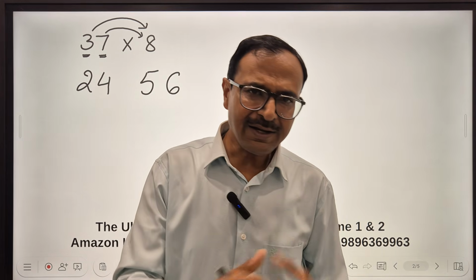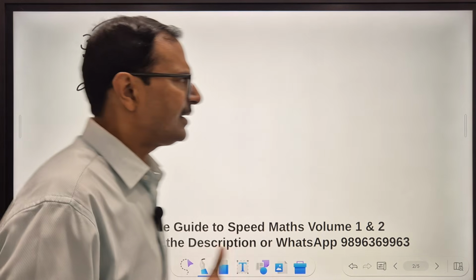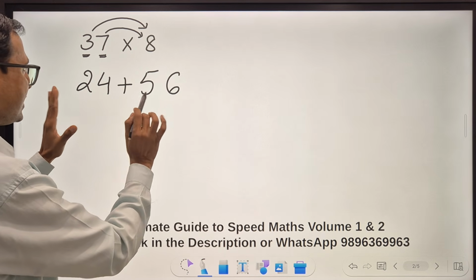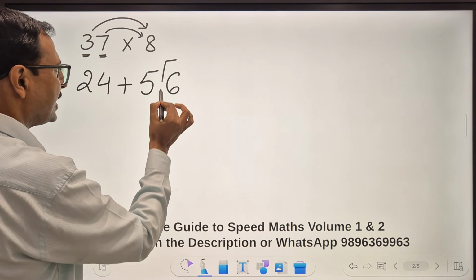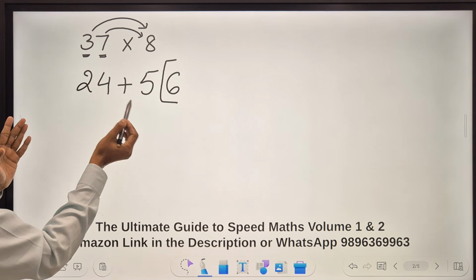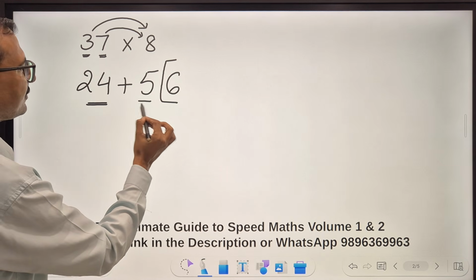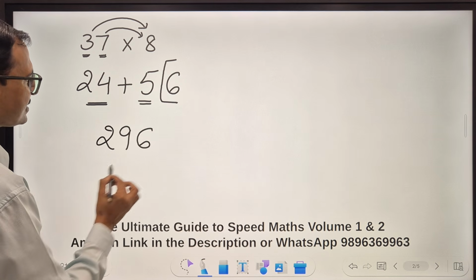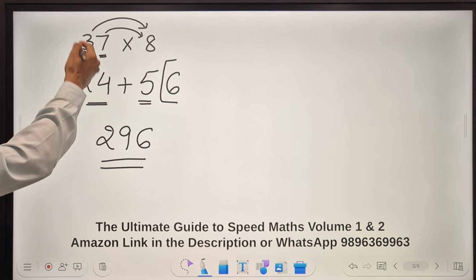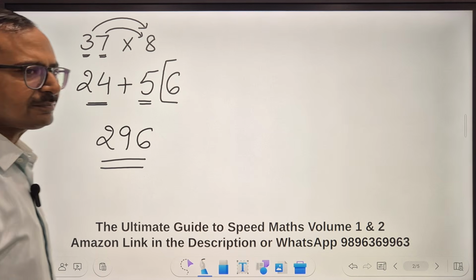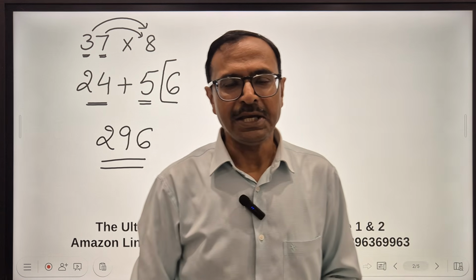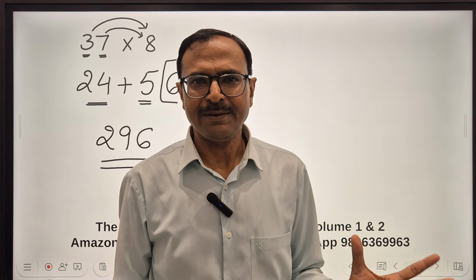Okay, and then just think that there is a plus sign in between them, but we are not adding 24 and 56. We are just separating out the last digit and adding the remaining numbers. 24 plus 5 is 29, and then 6 comes as it is, thereby giving you the product of 37 and 8. Easy, right? Okay, if you think this is not easy, then I think we need to practice, right?